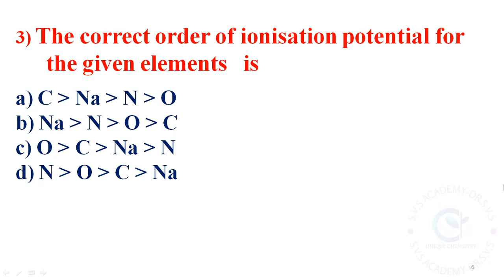Oxygen and nitrogen are both more electronegative species, and nitrogen has a half-filled electronic configuration. As it is a stable configuration, the removal of an electron is difficult. So the ionization potential is higher for nitrogen than for oxygen. And for carbon and sodium, sodium is electropositive and has lower ionization potential than carbon. So the fourth option is correct: nitrogen, then oxygen, then carbon and sodium. Sodium has the least ionization potential and nitrogen the highest among these four elements.